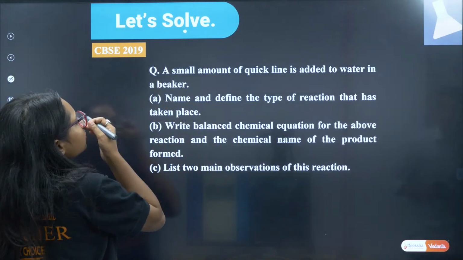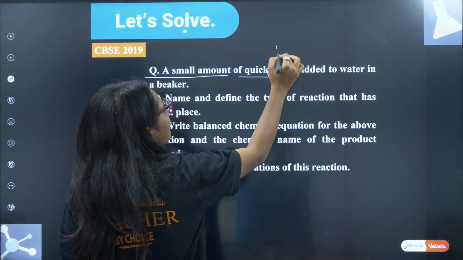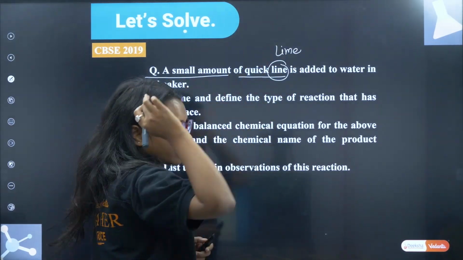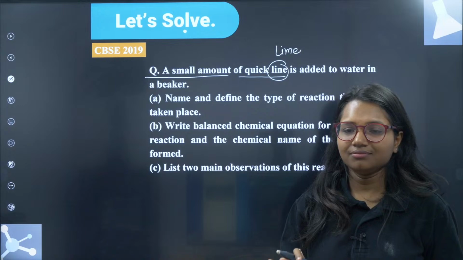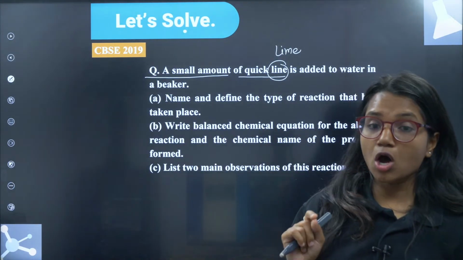Okay, so now read this question. A small amount of quick lime. They have written here by mistake "lime," but yes, it is quick lime. Can you tell me the chemical formula for quick lime?